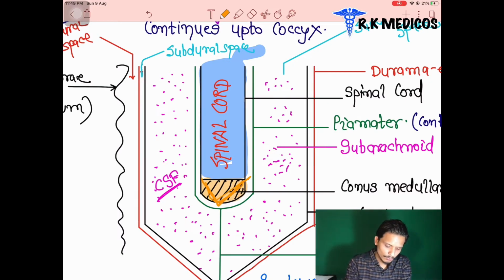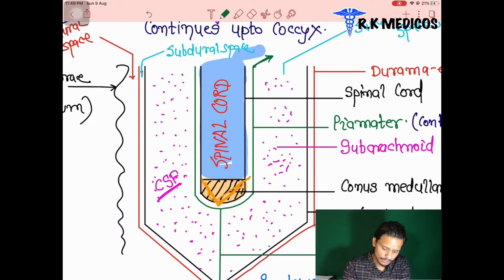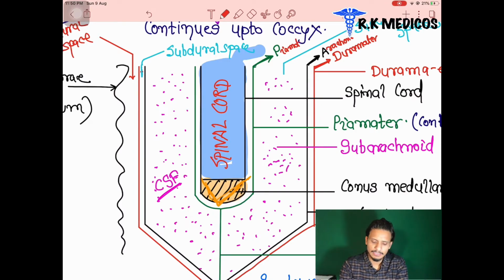Now you tell me, what is the green one here? This green one is closely attached to the what? The spinal cord. That's why it is called pia mater. And after that, the second layer. Now you can tell me the black one, what is this? This layer is arachnoid. And what is the outermost layer? Tell me the red one. This one is dura mater. So here this is the dura mater, this is the arachnoid, and this is the pia mater. These are the 3 layers.